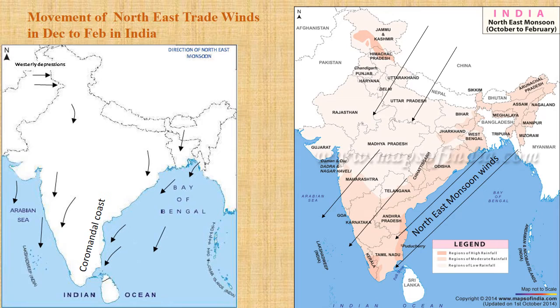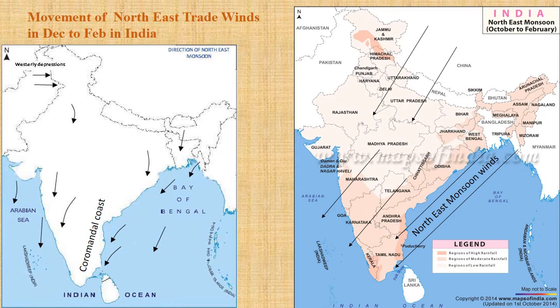Northeast trade winds and northeast monsoon winds are one and the same. They give rainfall, that's why we call them northeast monsoon winds. So if a question is asked, name the winds which give heavy rainfall to Tamil Nadu, it is the northeast monsoon winds. Now in which months does it happen? It happens in November, December, January, February. That means during the entire winter season, Tamil Nadu will get rainfall from northeast monsoon winds.